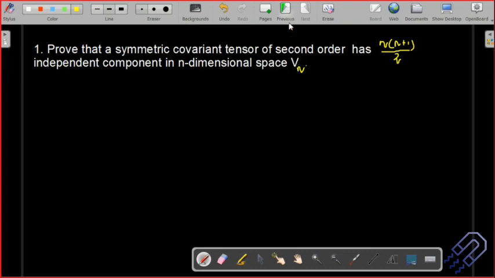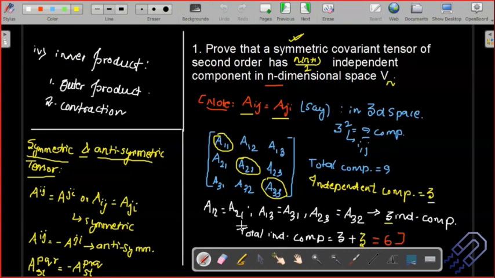If you go back here, you want to know about the total independent components, right? So what happens here is you have got the independent components. That means it is repeated. A11, A22, A33 are not repeated. So these are three independent components. We are already saying it's a symmetric tensor. That means aij is equal to aji. In general, a12 would be a21, a13 would be a31, and a23 would be a32. So these are all the same.